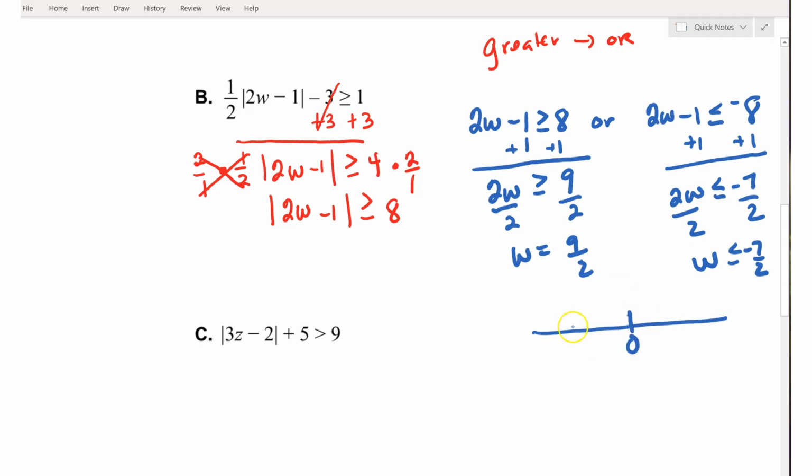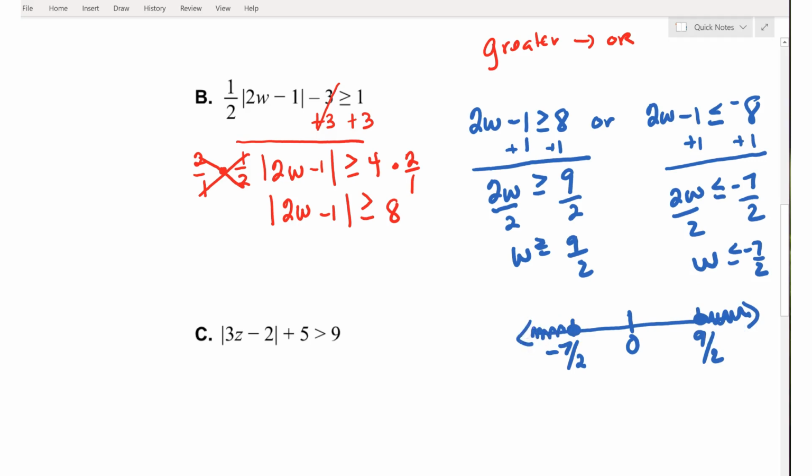So I have 0. I have negative 7 over 2. I have 9 over 2, and I'm just estimating. It is a closed dot, closed circle. So greater is in this direction, less than is in this direction.